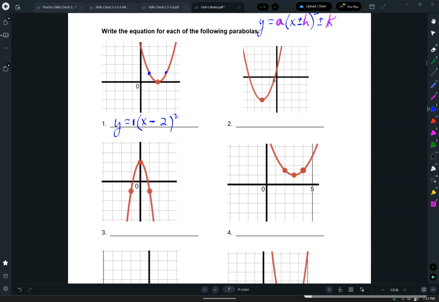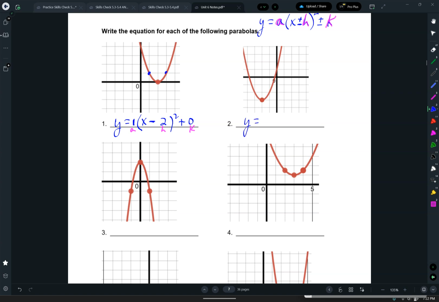And notice this one's not moving up or down. So there's no number out in front, right? It's kind of like a +0. You don't have to write +0. I just wanted you to see on this one that I have taken into account the a, the h, and the k. Those are the 3 things you have to consider when you're writing the equation. Okay, so look at number 2.